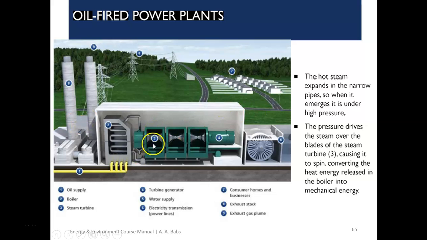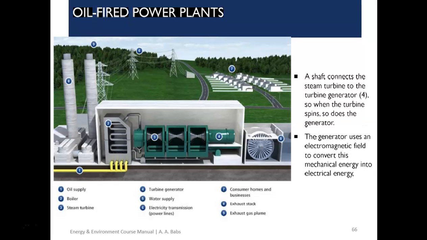So these are some of the blades of the steam turbine, causing it to spin, converting the heat energy released in the boiler into mechanical energy. A shaft connects the steam turbine to the turbine generator. Hence, when the turbine spins, the generator also spins. The generator then uses electromagnetic field to convert this mechanical energy into electrical energy.